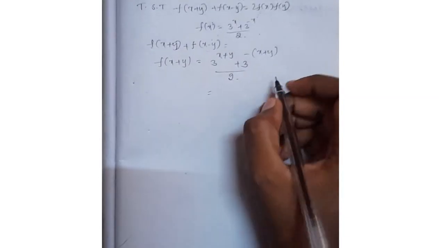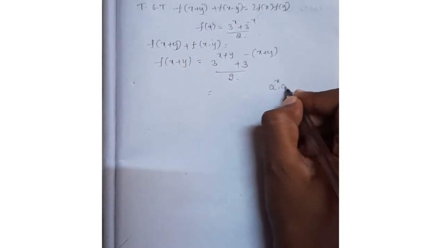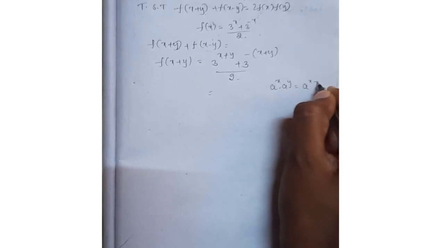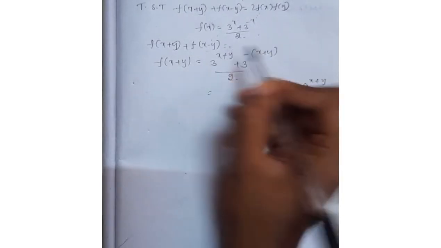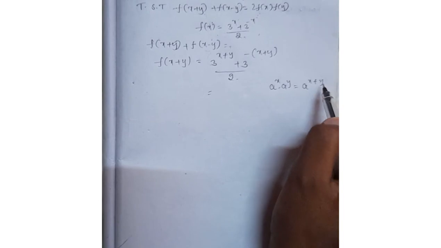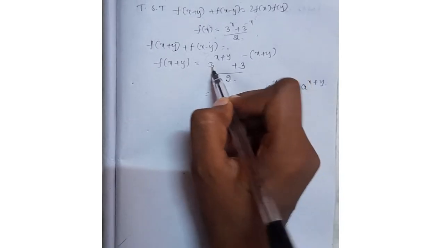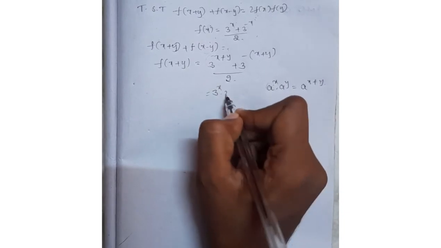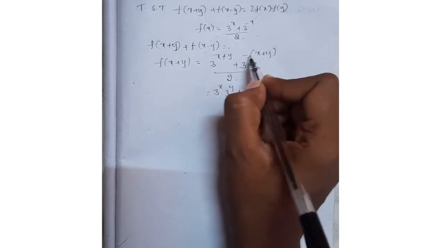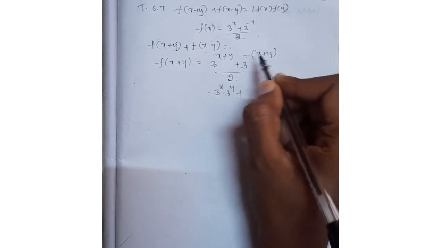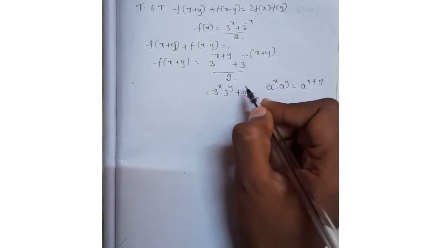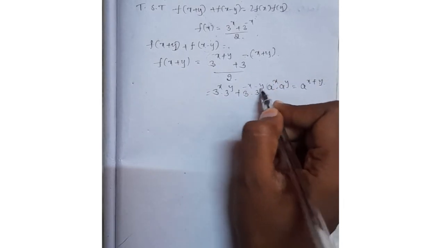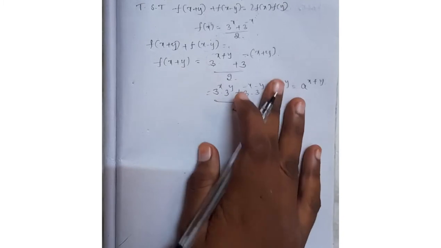Now, we know a property that a power x into a power y equals a power x plus y. So 3 power x plus y is the same as a power x plus y, where a is 3. So 3 power x into 3 power y plus, multiplying minus to both x and y, minus x minus y, 3 power minus x into 3 power minus y, by 2.